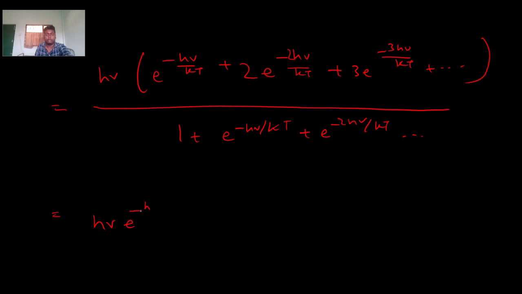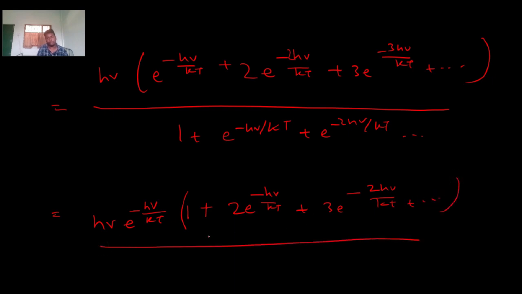minus h nu by kT, right, minus h nu by kT, and you can take the thing common. Take the thing common, 1 plus 2e to the power minus h nu by kT plus 3e to the power minus 2 h nu by kT, and just the way, 1 plus e to the power minus h nu by kT plus e to the power minus 2 h nu by kT, and go like this.